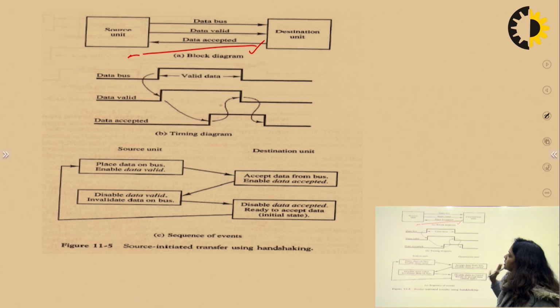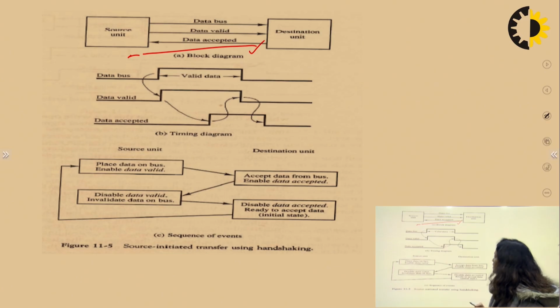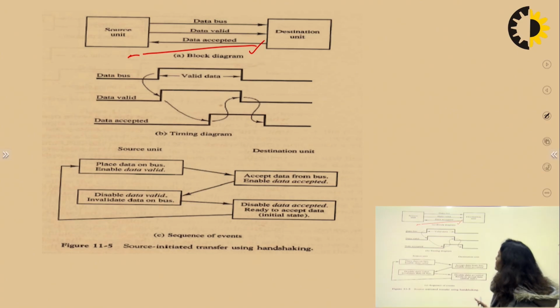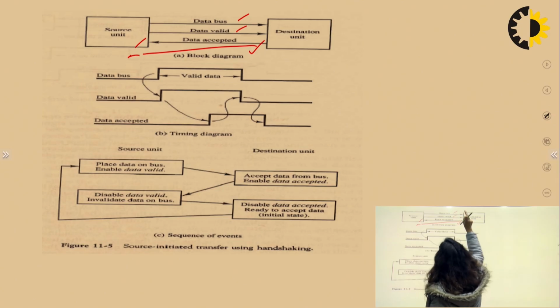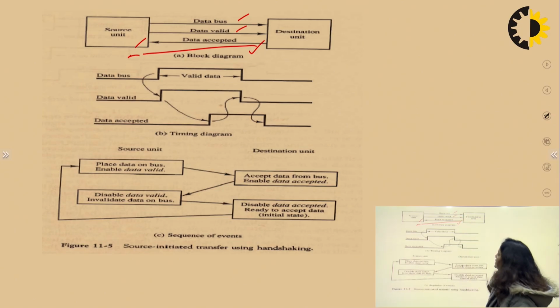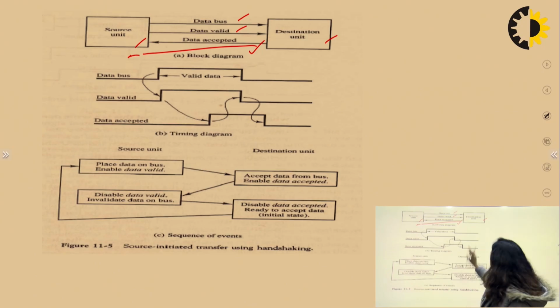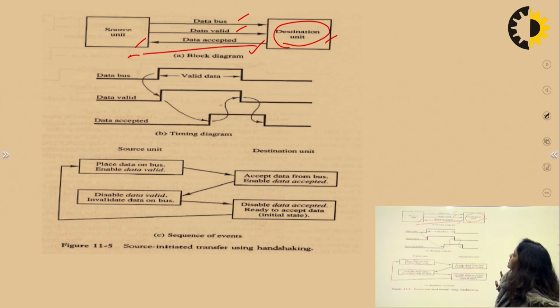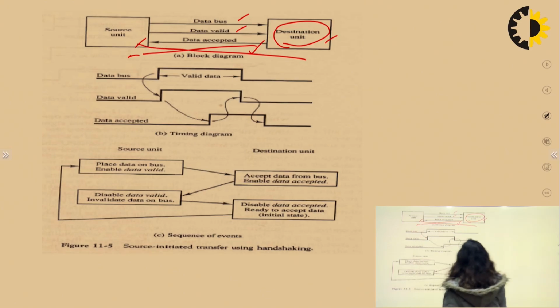Now there is no need of putting any more data on the data bus. So let's have a look at this scheme. It is also of two types, source initiated and destination initiated. In source initiated, the source unit will put the data on the data bus and put the data valid signal in a high mode, indicating to the destination unit that the data available on the data bus is valid data and you can receive it. Whenever the destination unit completes receiving the data from the data bus, it will send a response to the source unit indicating that the data has been accepted now.